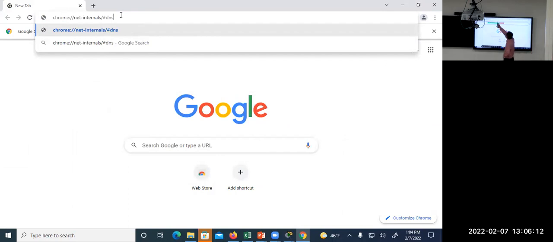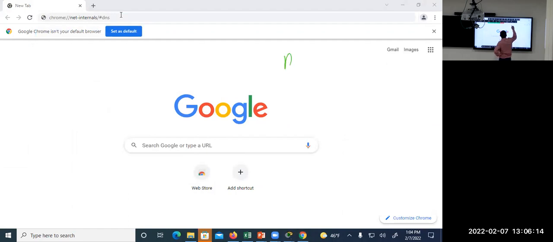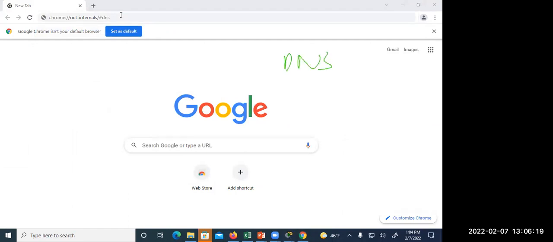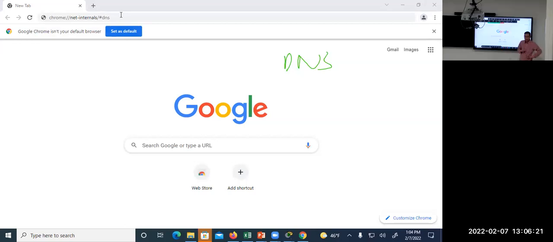What is the DNS here? To find domain names. Okay, so here's the thing. DNS is domain name service, or system.